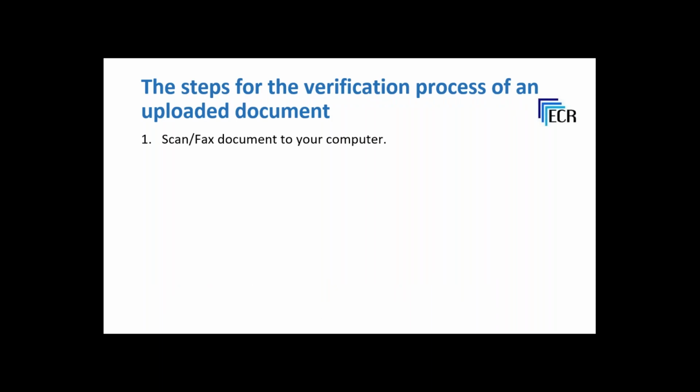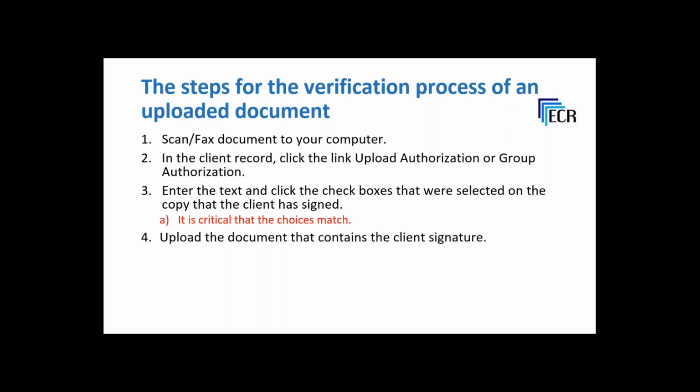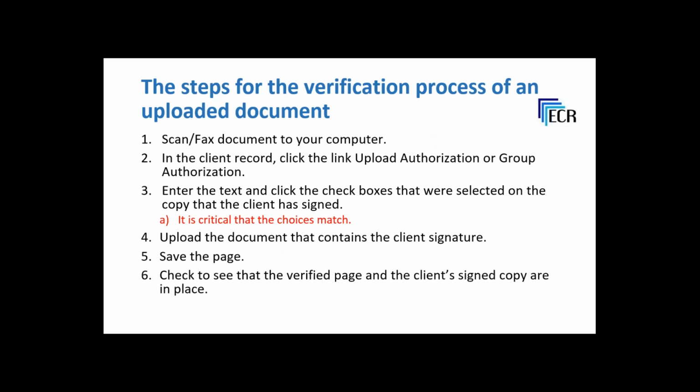Now, the steps for the verification process of an uploaded document. First, you would scan or fax that document to your computer. In the client record, click the link Upload Authorization or Group Authorization. Enter the text and click the check boxes that were selected on the paper copy that the client has signed. It is critical that the choices must match exactly. Then you would upload the document that contains the client signature and save the page.